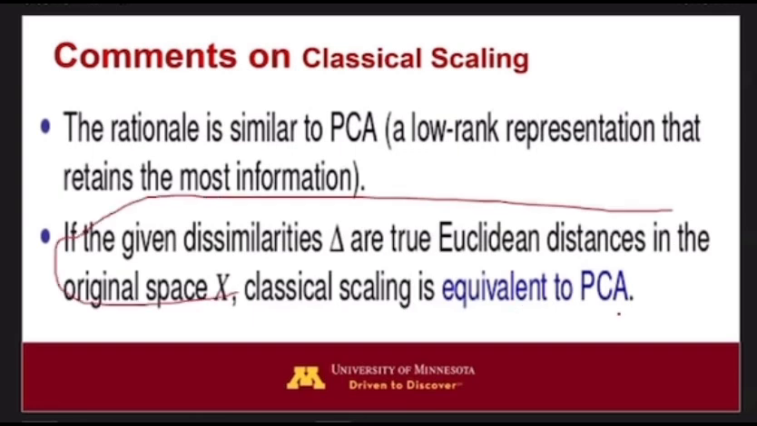I said, if the given dissimilarities are true Euclidean distances in the original space S, then I can say the classical scaling is equivalent to PCA. So what am I trying to say here? We have a dissimilarity in the original data set, and after reducing the dimension of the data set, do we still preserve the distance? That's what we mean. Does that make sense?